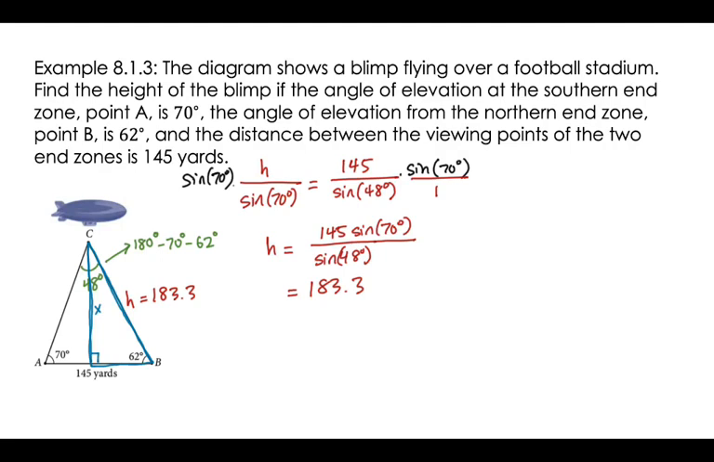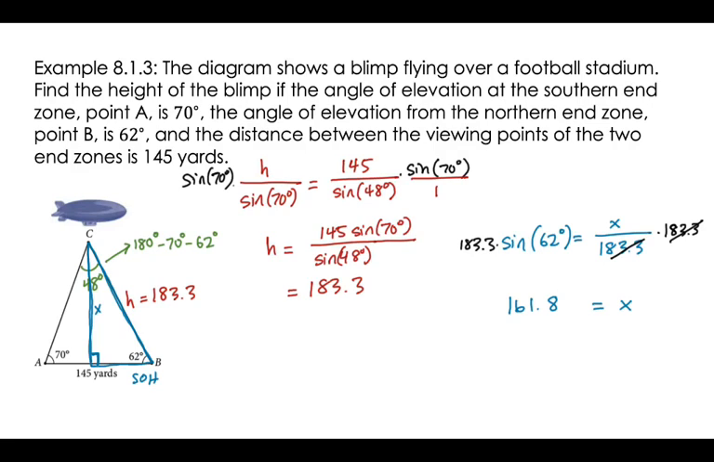Now I can use my SOHCAHTOA. I've got this 62-degree angle here. Sine of 62 degrees equals opposite over hypotenuse. I can use that again because of this right angle, the perpendicular. So I'm back to using right triangle trigonometry. Sine is opposite, which is that x, over the hypotenuse, which I just solved for using the law of sines. Then I can multiply both sides by 183.3 to solve for x. So x is going to be 183.3 times the sine of 62, and I get 161.8.